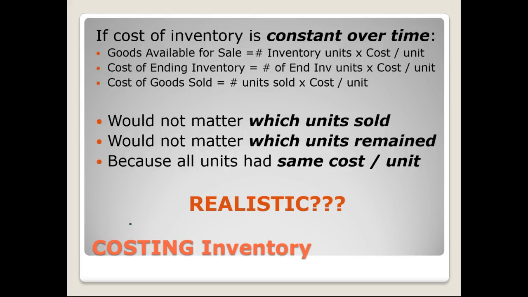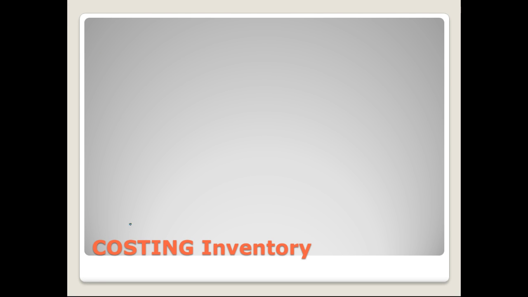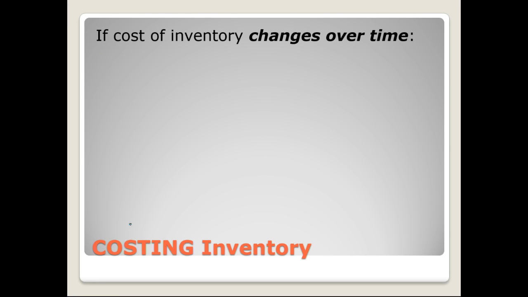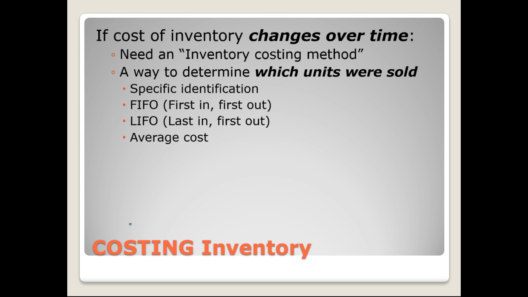Is this realistic? Is it realistic to think that a company will buy their inventory at exactly the same cost per unit all the time? No, it's not. Because the cost of inventory changes over time, we need an inventory costing method. We need to figure out which units we are pulling from the inventory closet when we go to sell. Now there's a couple different ways of dealing with costs of inventory. How do you figure out which units you're using at any given time, assuming that the cost of those units is changing all the time?